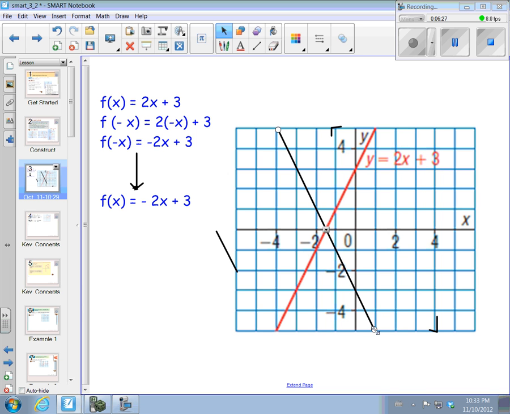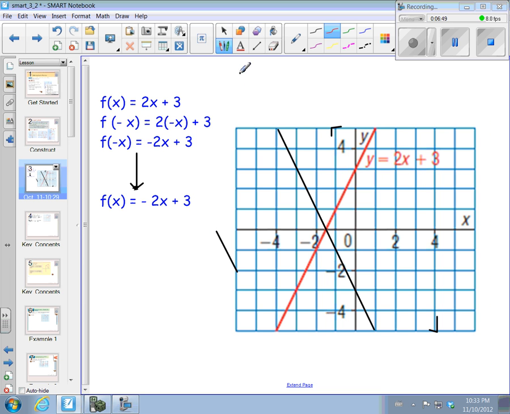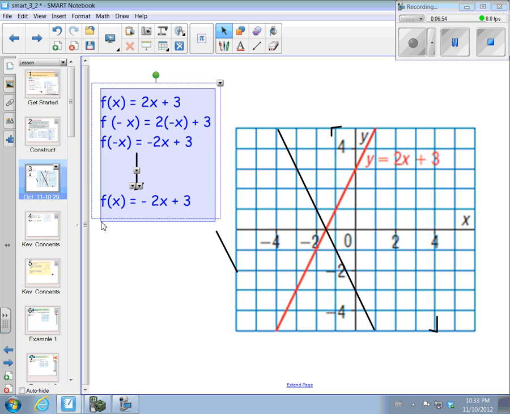So let's just check a few points. This point, negative 4, negative 5, would now be negative 4, positive 5. This point here of negative 2, negative 1 would become negative 2, positive 1. And this last point here of 1, 5 would become 1, negative 5. So that's what it would look like graphically. Let's derive it using our mapping rule.